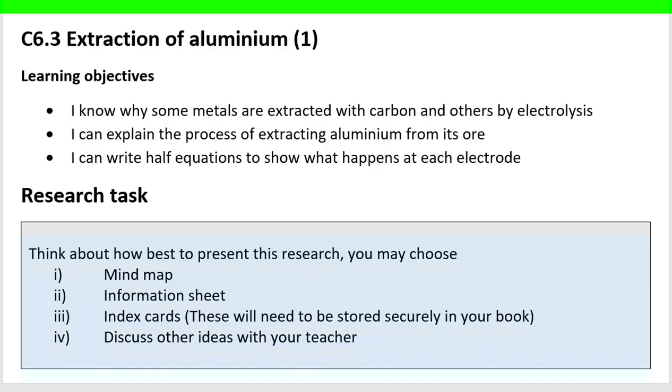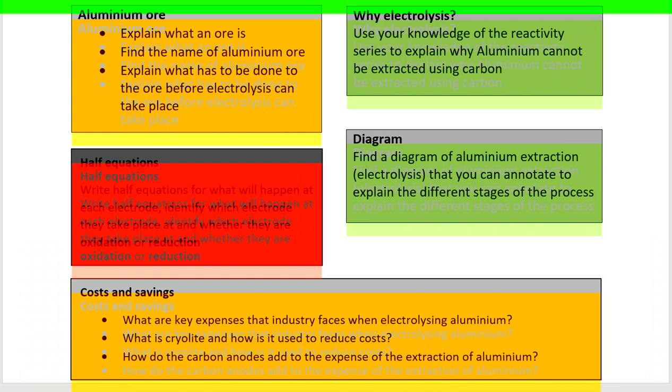So we need to know why we extract aluminium and other metals with electrolysis rather than by reducing with carbon. We need to explain how aluminium is extracted from its ore, and we need to be able to show the half equations that go with it, along with a number of important considerations that are made in the industrial extraction of aluminium. So it's a research task, and I'm going to recommend that you try to find as much information as you can about each of the boxes on here, and I will review those once you've paused and had a go for yourself.